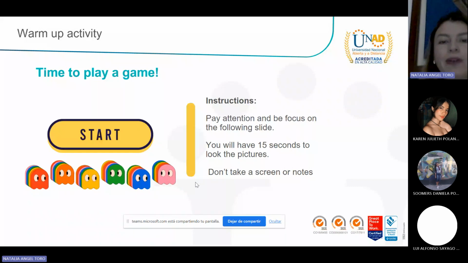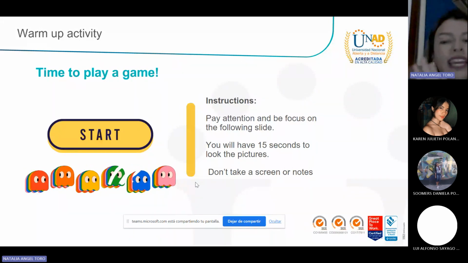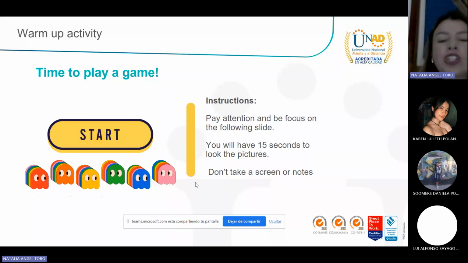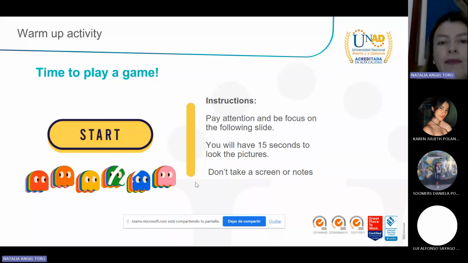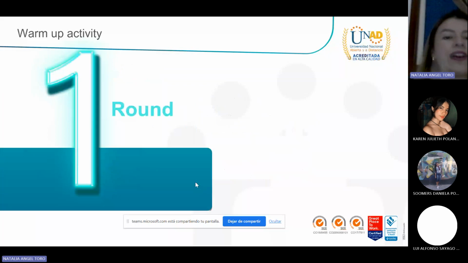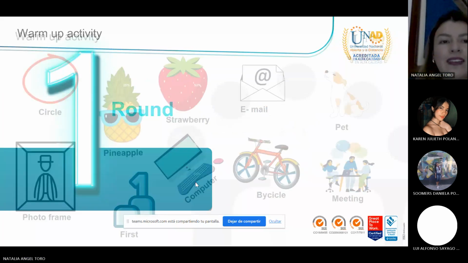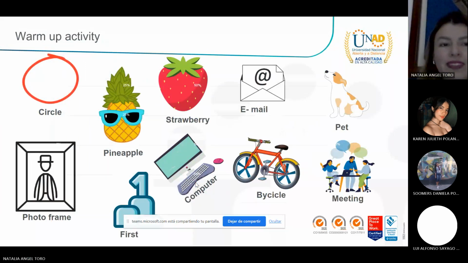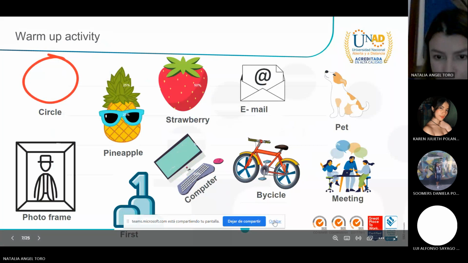So, people, the idea is don't take any notes. Don't take a screenshot. Don't take photos. Just use our brain for that. Okay? 15 seconds. So the first round. Check that and try to remember everything there.